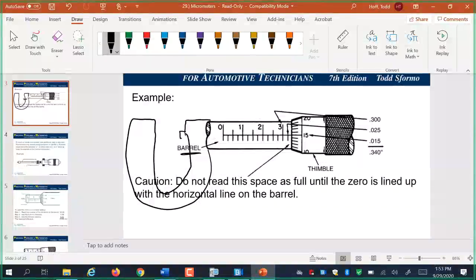So the rod comes out there, and then there's a foot over here that it hits up against. So the object you're measuring goes in between those two. That barrel is attached to it and stays stationary. The thimble spins around it. Now there are threads on this thimble. I don't remember exactly what they are threaded at, but each spin is 25 thousandths of an inch.